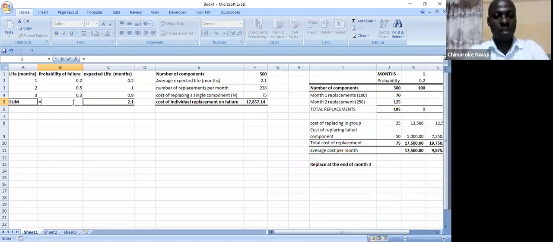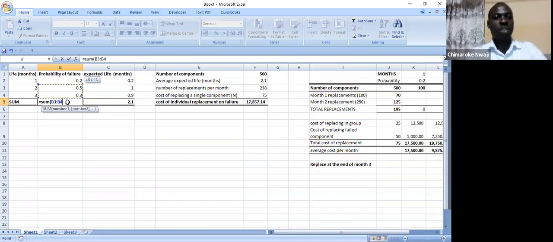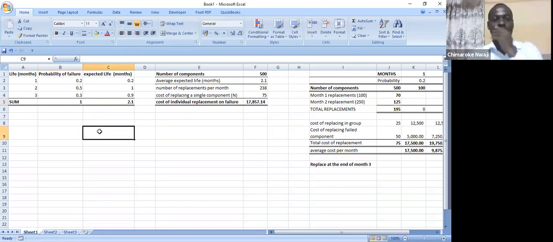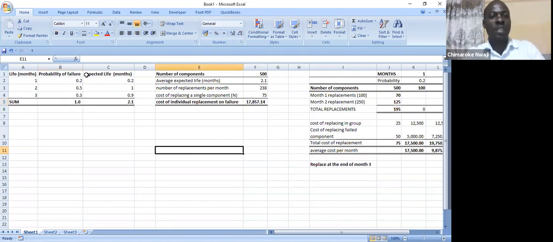Sum them up to give you 1. That shows you it's 100%. So let me make it 1.00 or 1.0. Fine. That means this must be equal to 1.